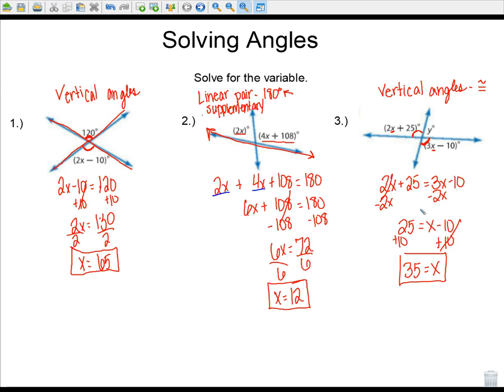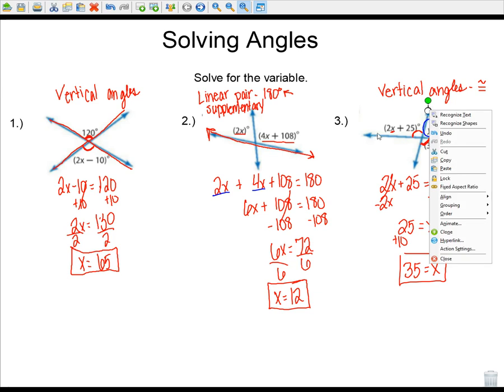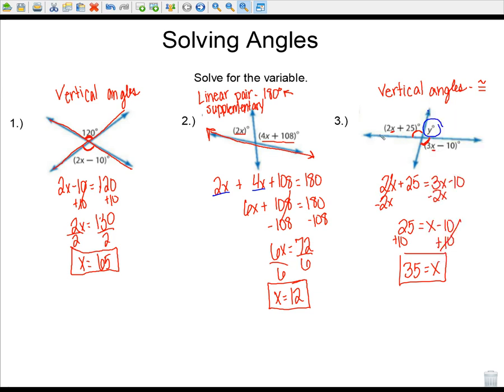Now, if x is equal to 35 and we need to solve for y, let's think about what we would do and why we can do it. So what I'm thinking here is I need to find some sort of angle relationship with y and probably one of these two angles. And when we do that, what I'm thinking here is we have a straight line right here. And we know what this angle is. Would we be able to find this angle?